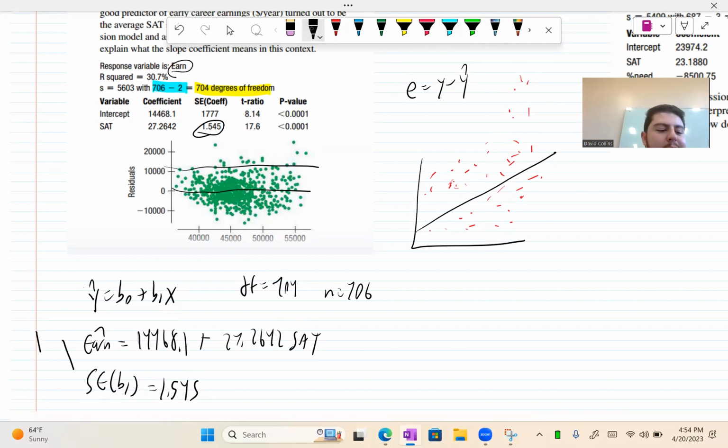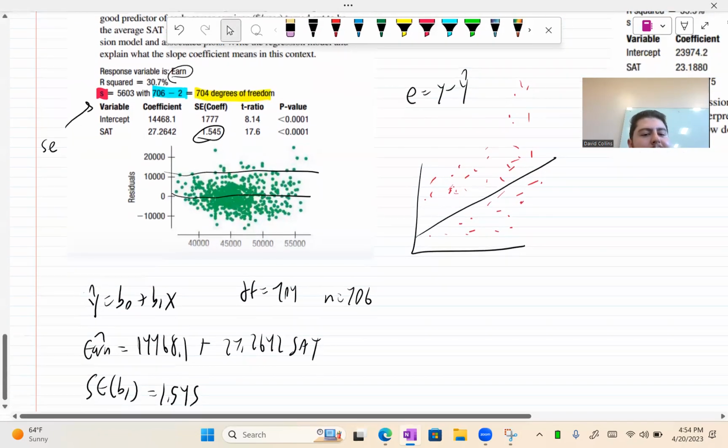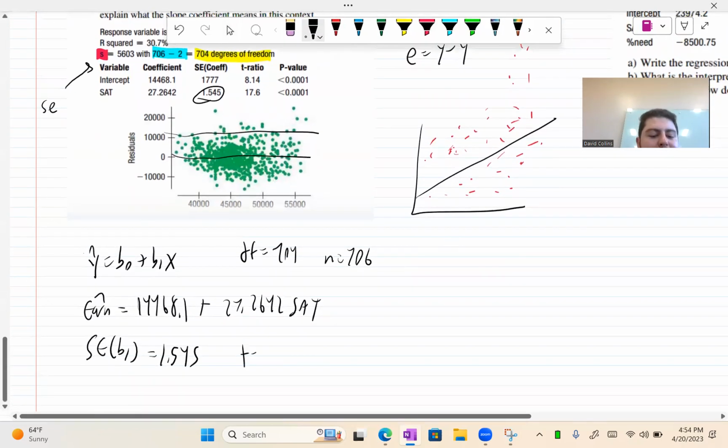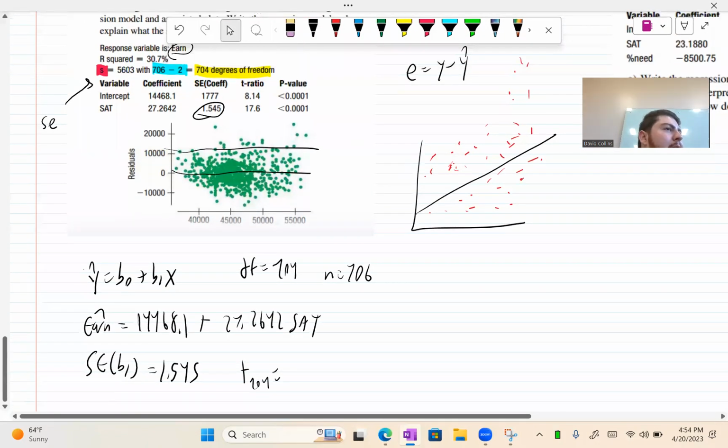Now, the tricky part, this is definitely something to take note of, is what is S? This is our S sub E. This is our standard deviation, the residuals in this question. What's our t-score for the hypothesis test? This did the whole hypothesis test for you. What's the t-score and the p-value?